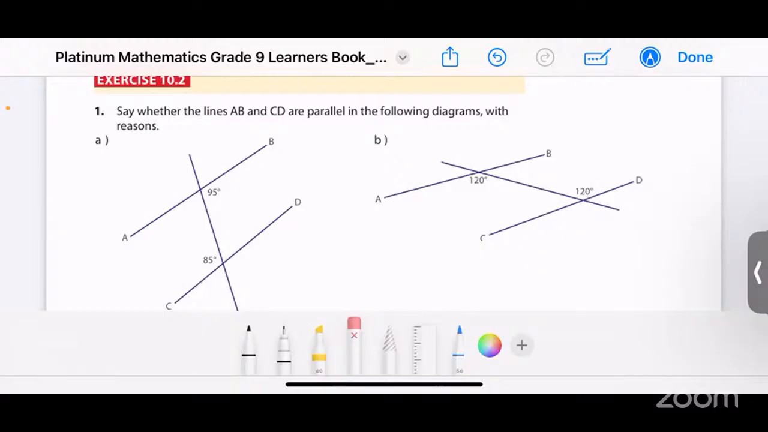I don't think that one was satisfying. Let's circle it. Let's go to B. Is line AB and CD parallel?